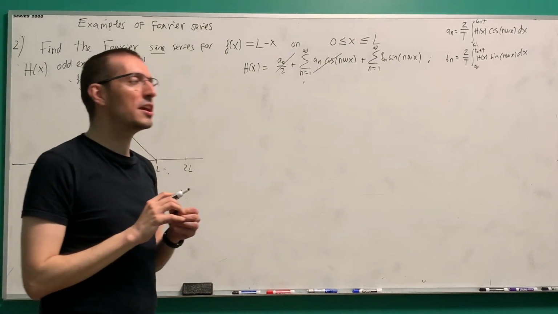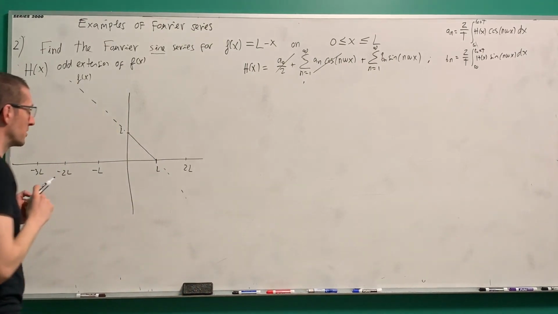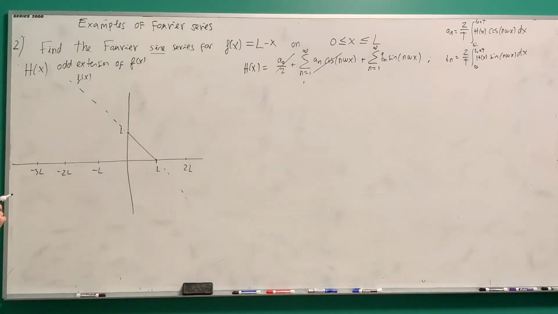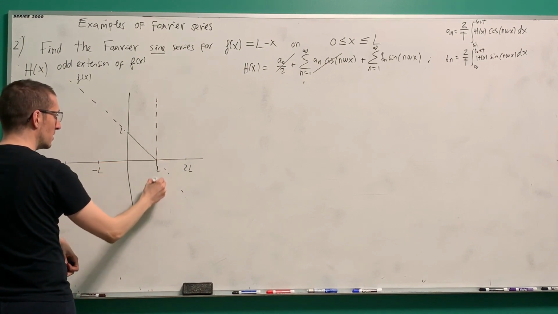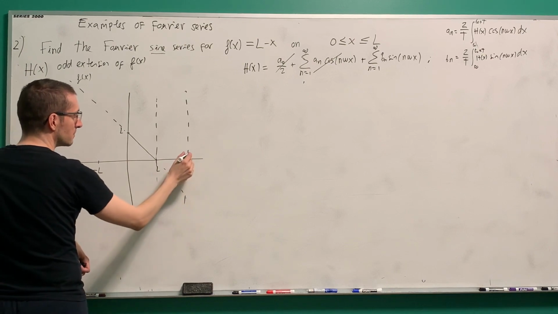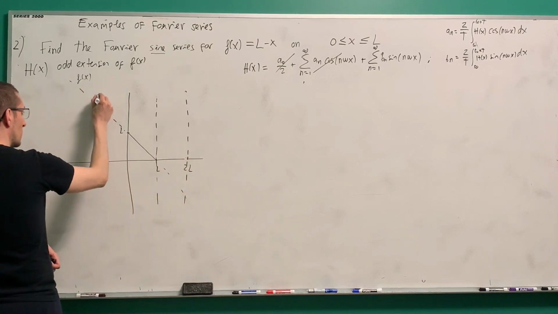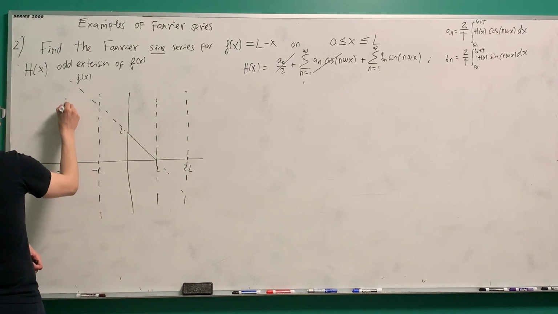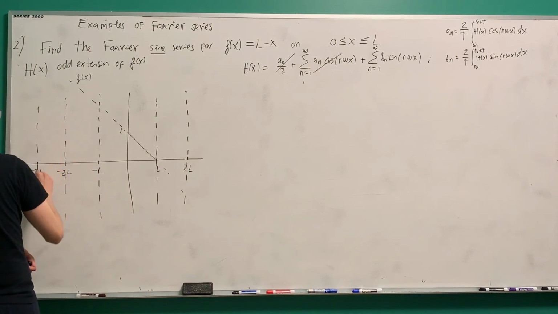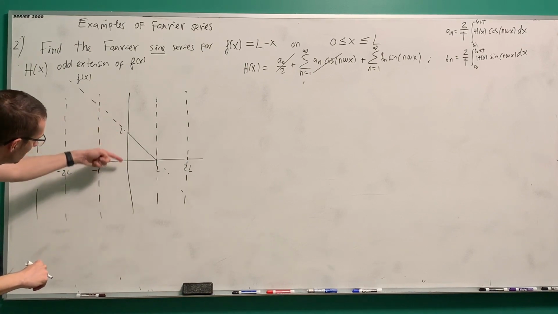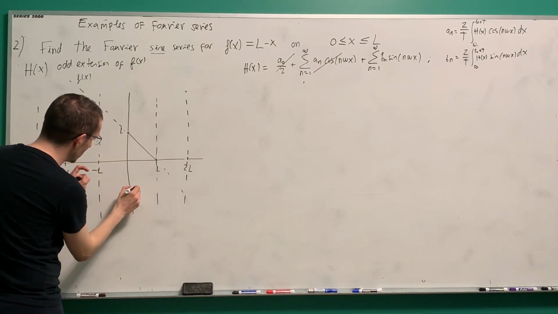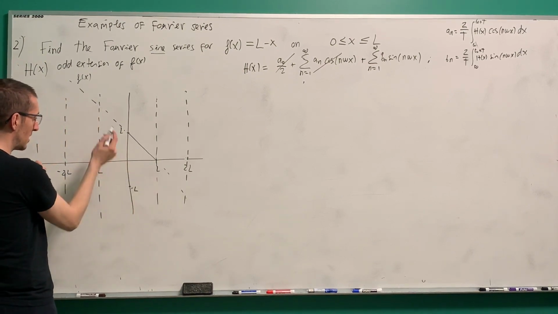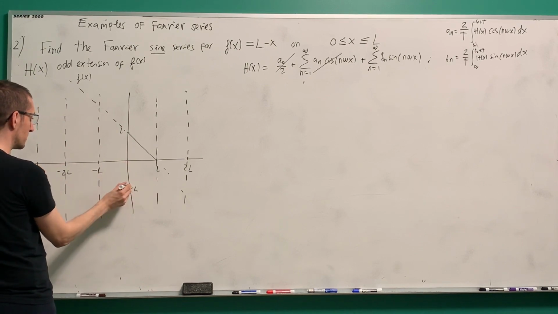But we don't want the f of x, we want the h of x, which is the odd extension of this function. Now remember, it has to be odd, because it's the sine series, so it's the odd extension. That means that at the other side of the axis of symmetry, this value has to be the same but negative, right? So it would start at minus L, and then it does the same as that one, it's symmetric with respect to the origin.